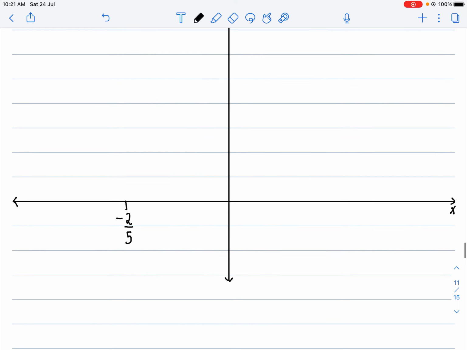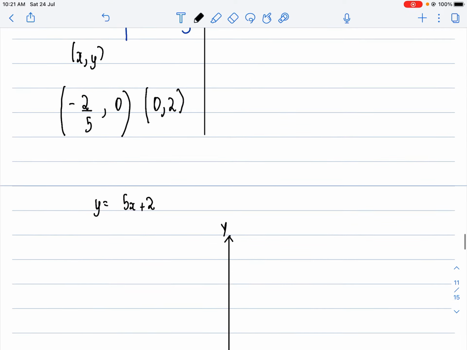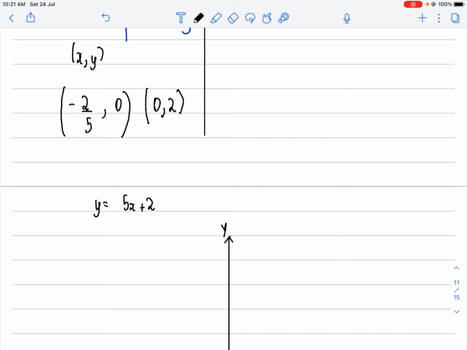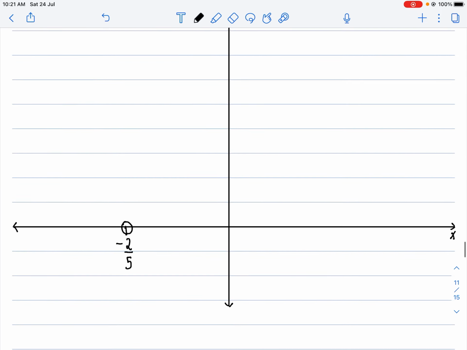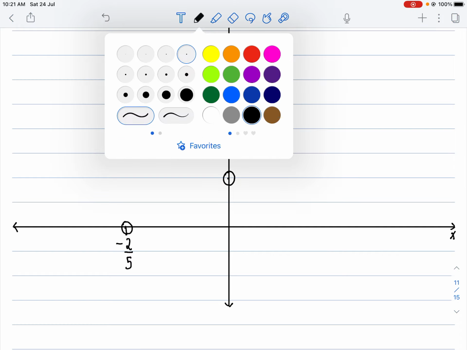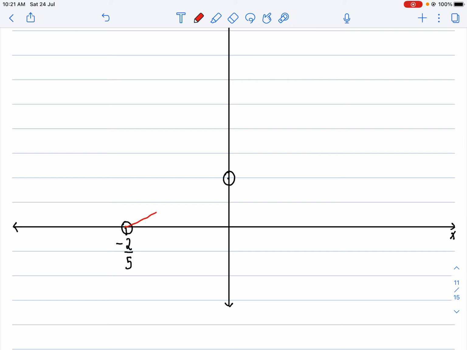So I know minus 2 over 5 comma 0 will lie somewhere here. Got it? Now 0 comma 2 will lie somewhere here. Okay, now the linear graph is always a straight line, so first draw this, then it will basically look something like this. It's basically a straight line.